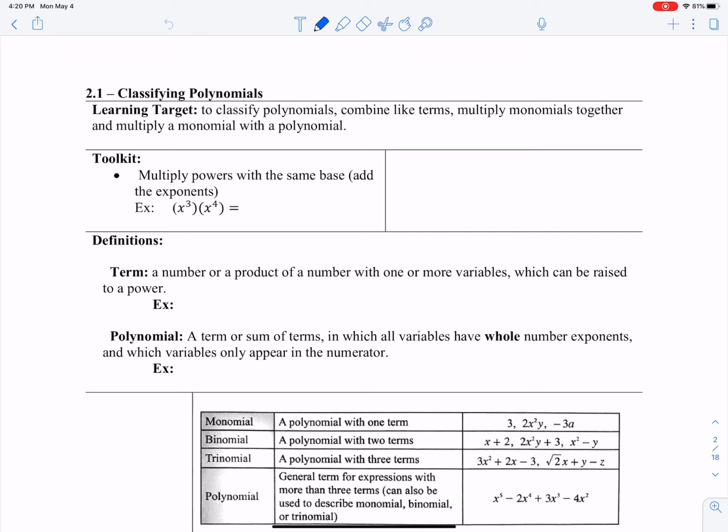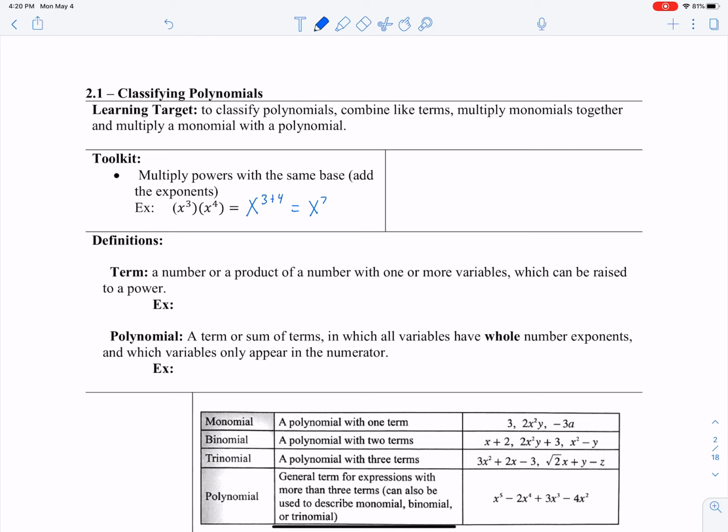So the first thing in our toolkit is we need to remember when you're multiplying exponents, if they have the same base, so here we have x and x, then you can add those exponents together. So here we get x to the 3 plus 4, so that equals x to the 7.